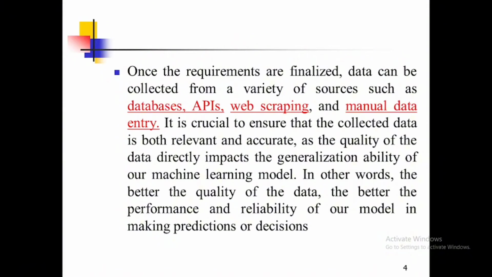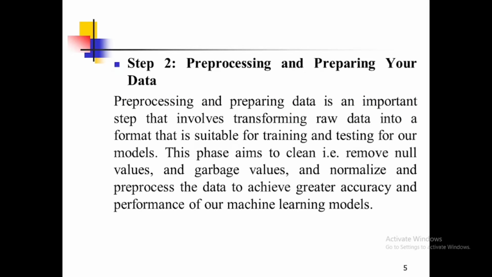In other words, the better the quality of the data, the better the performance and reliability of our model in making predictions or decisions. Step number 2, pre-processing and preparing your data. Pre-processing and preparing data is an important step that involves transforming raw data into a format that is suitable for training and testing our models.